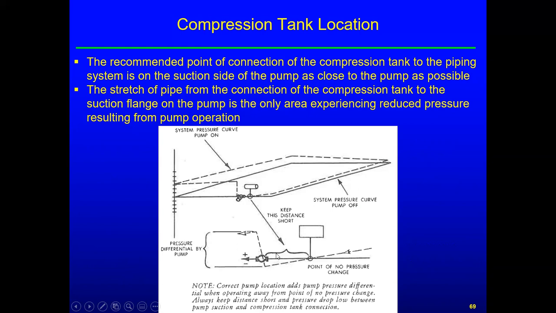The stretch of pipe from the connection of the compression tank to the suction flange on the pump is the only area, or the only length of piping would have been better to say, experiencing reduced pressure resulting from pump operation. So we got a little system here and we got a little graph over here showing pressure. Okay, so let's start over here. And this is a blow up of just the suction side, just a little area right here. This is a blow up so we can see it a little better.